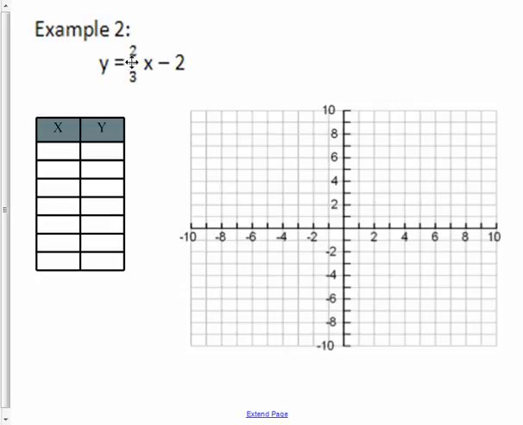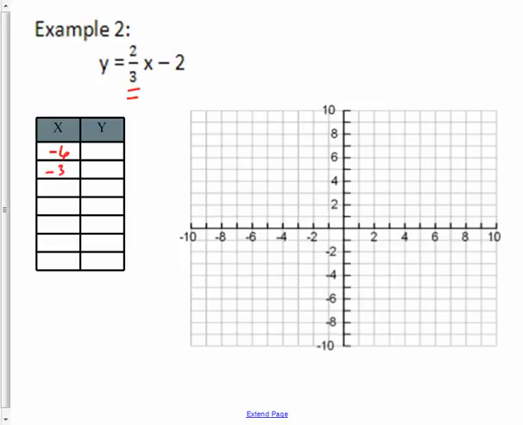So look at the next equation. We don't have a negative here, so we can assume that this graph will be increasing from left to right. I'm noticing that the denominator is a 3, so because of that, I think I'm going to use multiples of 3 here in my equation. So I'm going to start with a -6.